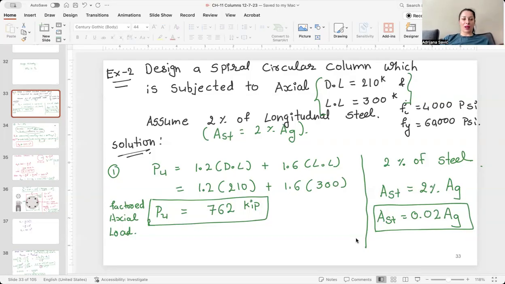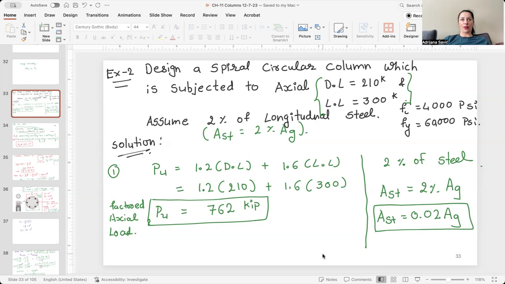Hi, today I will show you an example of how to design a spiral circular column which is subjected only to axial load. We have a dead load of 210 kips and a live load of 300 kips. We are assuming that longitudinal steel is 2% of the gross area of the column.